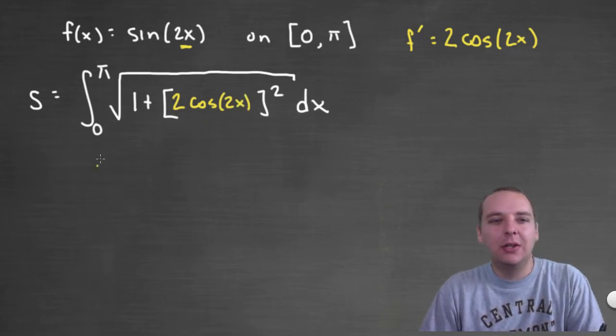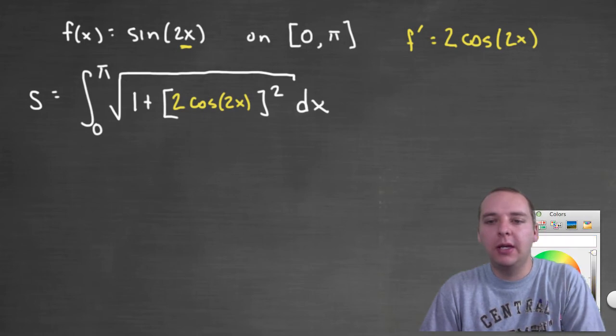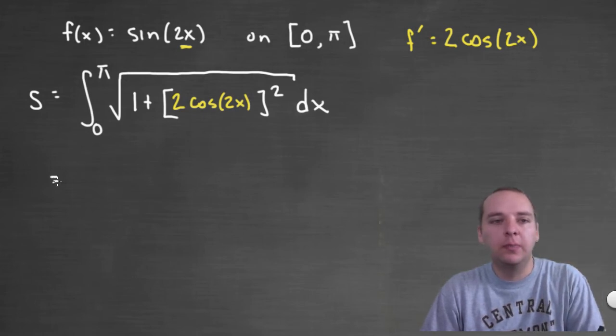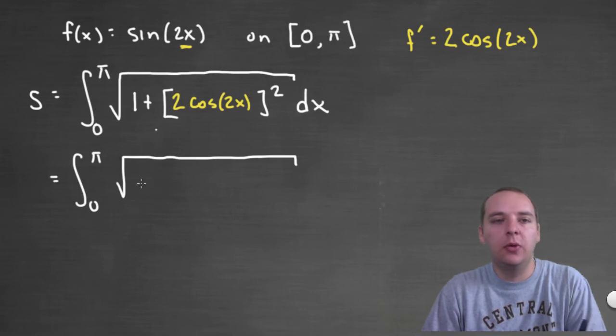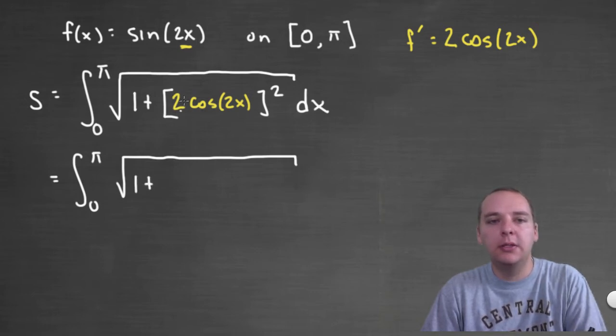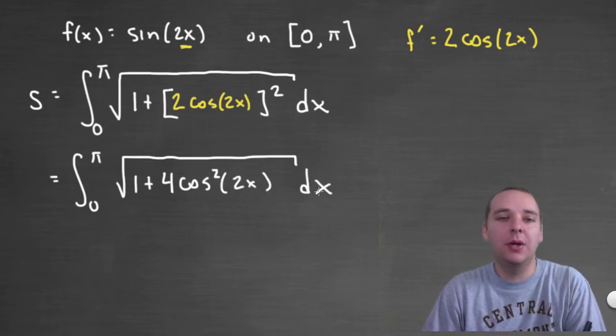Okay, you can simplify this a little bit. It doesn't really simplify a ton, unfortunately. We'd have the integral from 0 to pi of the square root of 1 plus, you could square the 2 and square the cosine. Actually, I'll go ahead and write the 1 because this is going to be a sum. So we'd have 1 plus 4, 2 squared is 4, then cosine squared of 2x, dx, and that's really about the best you can do.